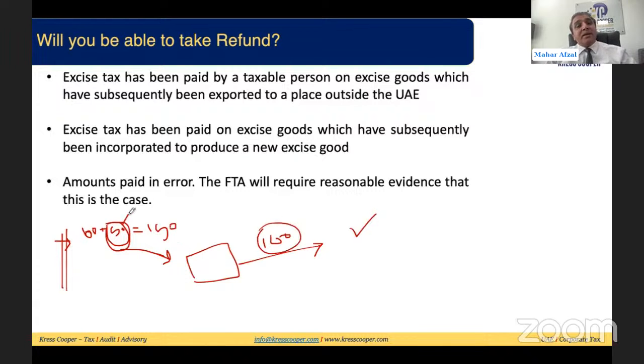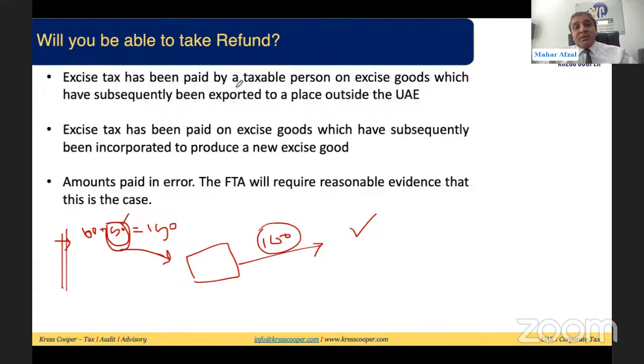But the question arises if one person is importing excisable goods and then re-exporting them. As I mentioned, this is a consumption tax. If the goods are being consumed in the UAE, you are liable to pay the excise duty in the UAE. If the goods are not being consumed in the UAE, you are not liable to pay any excise duty in the UAE. So if you are an importer of excisable goods and you re-export them, the goods are not being consumed in the UAE, and you have a right to apply for the refund. This is the first situation.